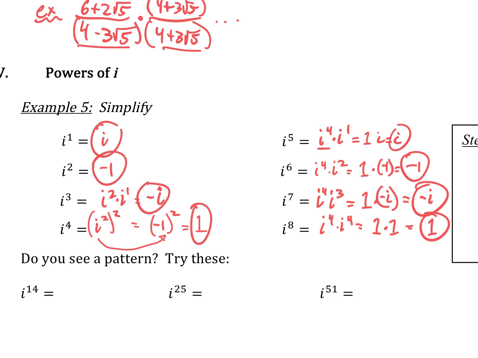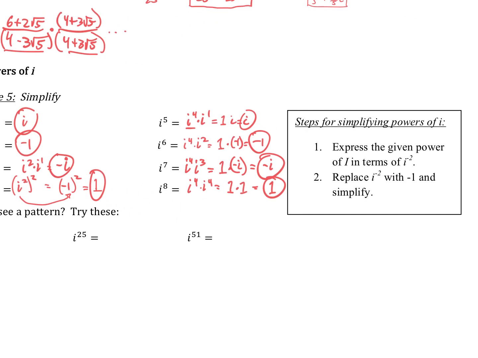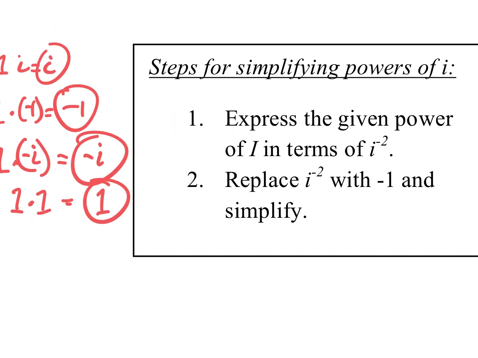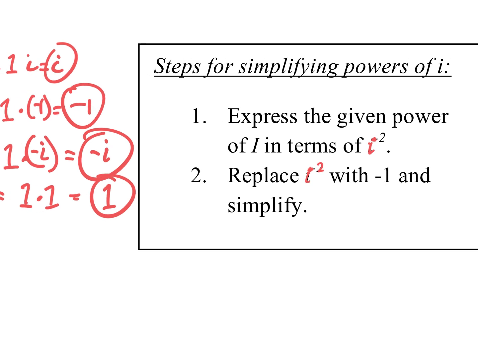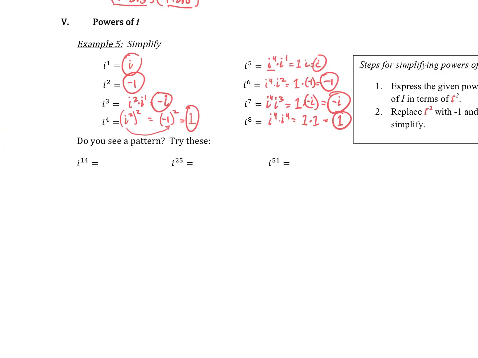All right? And so a simple way to do this is just to figure out how many i squareds there are. Ignore that negative. This is just i to the second power. All right? So i to the second power is worth negative 1. So if we can write it in terms of i to the second power, we can clean this up.